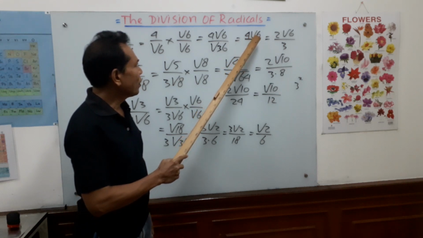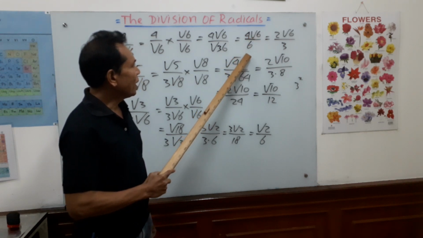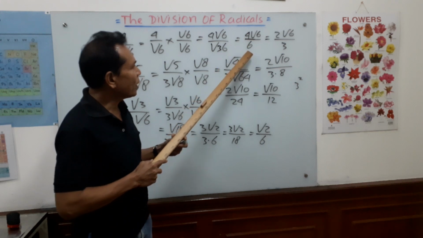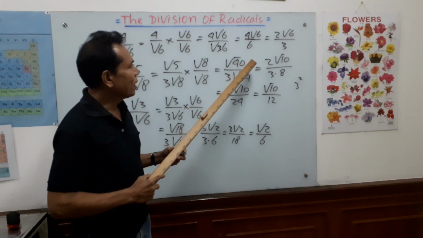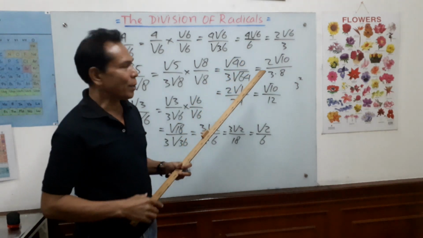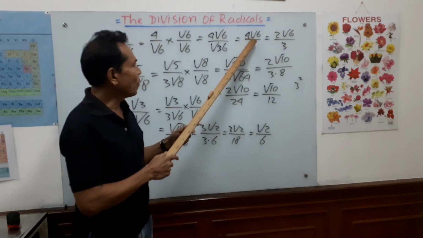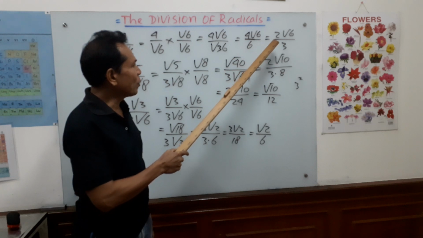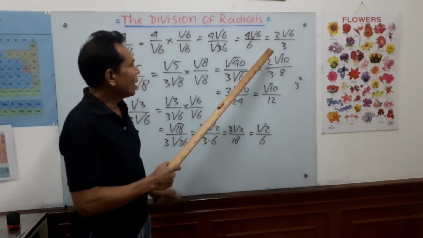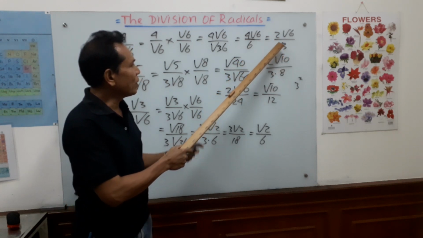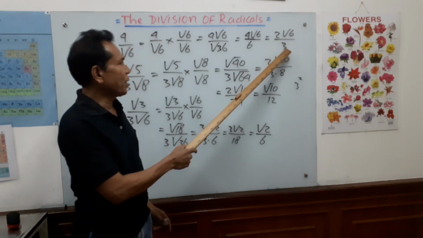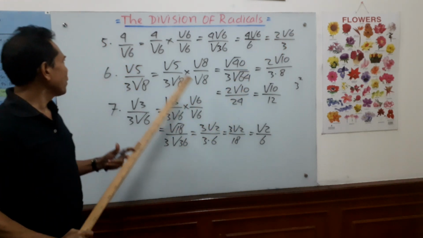So 4 square root 6 over 6. Now we simplify this. We have 4 and 6 here. We can simplify. We use 2. 2 is a good number to simplify this. Okay, 4 and 6. So 4 divided by 2 is 2, and 6 divided by 2 is 3. So 2 square root 6 over 3. Okay, that's your answer for number 5.